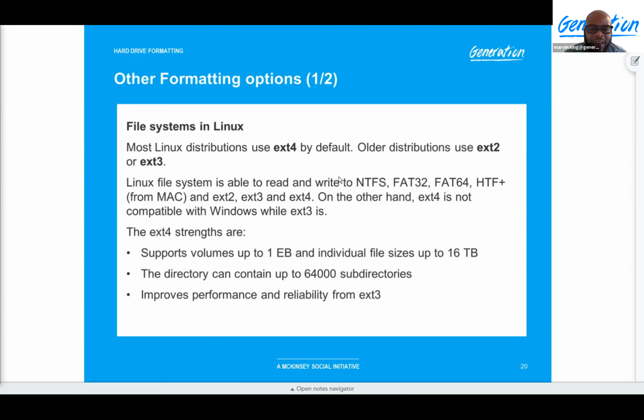Now, the strengths of using this particular file system is that it supports volumes up to 1 exabyte and file sizes up to 16 terabytes. That's uber big. And it contains directories of up to 64,000 subdirectories, and it improves on the ext3 format. The ext4 does.